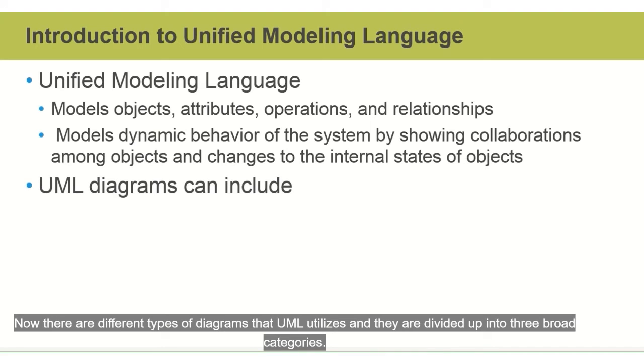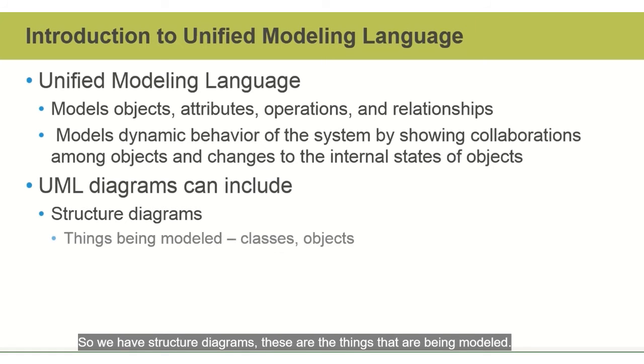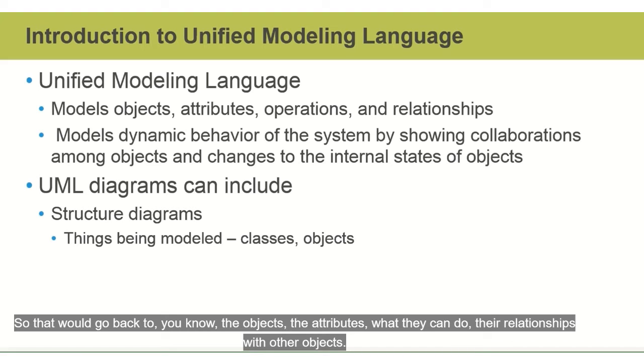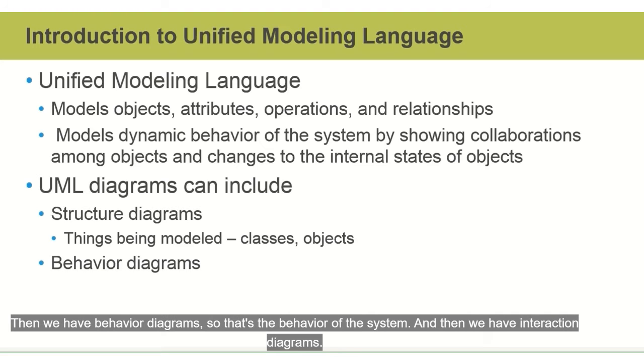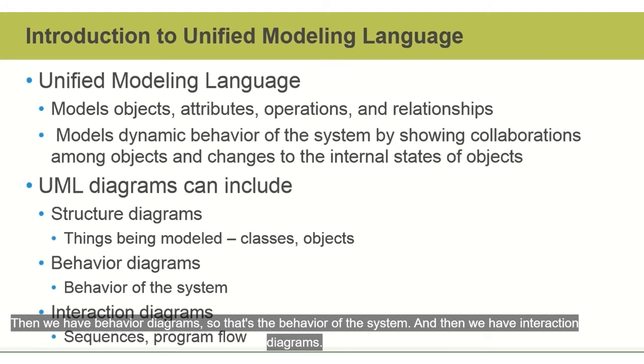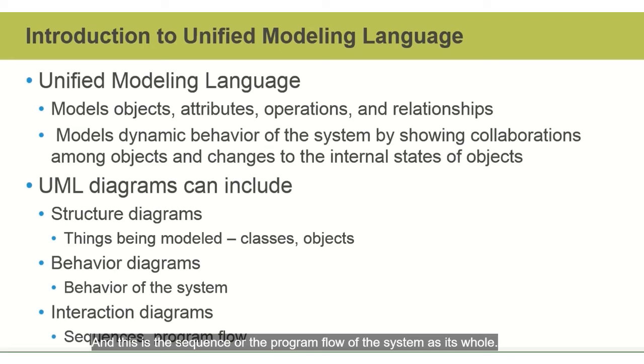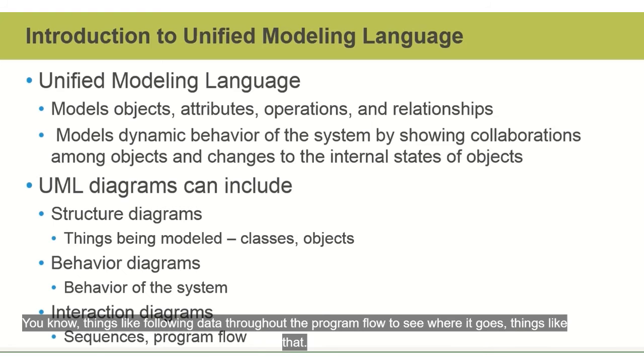Now, there are different types of diagrams that UML utilizes, and they're divided up into three broad categories. So we have structure diagrams. These are the things that are being modeled. So that would go back to the objects, the attributes, what they can do, their relationships with other objects. Then we have behavior diagrams. So that's the behavior of the system. And then we have interaction diagrams, and this is the sequence or the program flow of the system as its whole. Things like following data throughout the program flow to see where it goes, things like that.